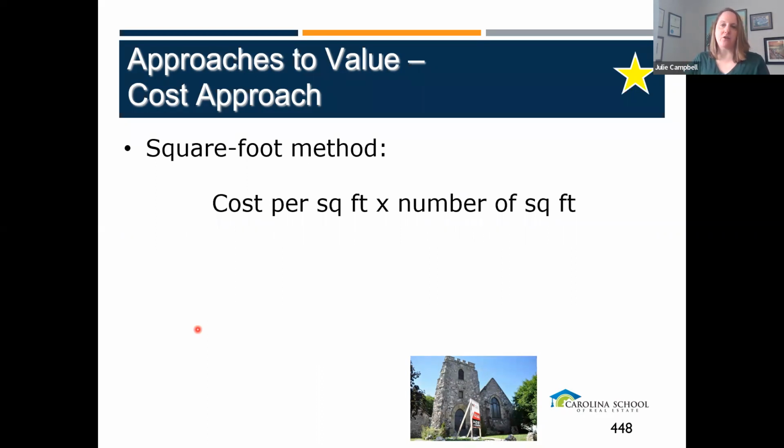Remember cost per square foot in unit four. Cost per square foot, you take the cost divided by the number of square feet and it tells you how much each square foot costs. We could be doing the square foot method on the structure, determining how much each square foot of the building is. We could be using the square foot method for the land to determine square feet, front feet, possibly acres. Cost per square foot, cost per acre. So you're studying how much each square foot costs times the number of square feet, and that gives the appraiser a value.